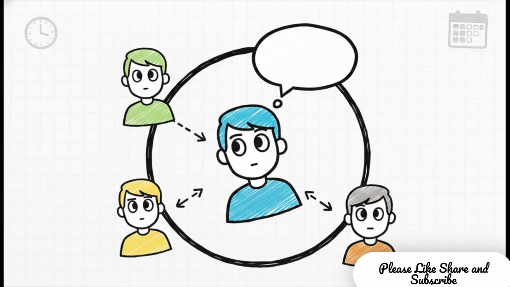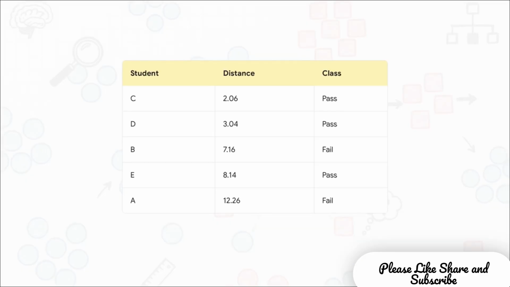So, we run our Euclidean distance formula between the new student and all 5 of our historical students. Once we crunch those numbers and sort the results from smallest to largest, our closest neighbors are super clear. Student C is the absolute closest, with a distance of about 2.06. Right behind them is student D at 3.04. Then we have B, E, and finally, student A way out there at a distance of 12.26.